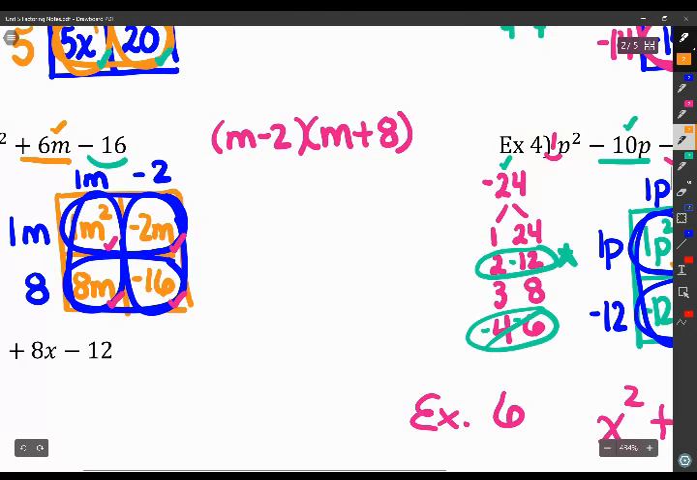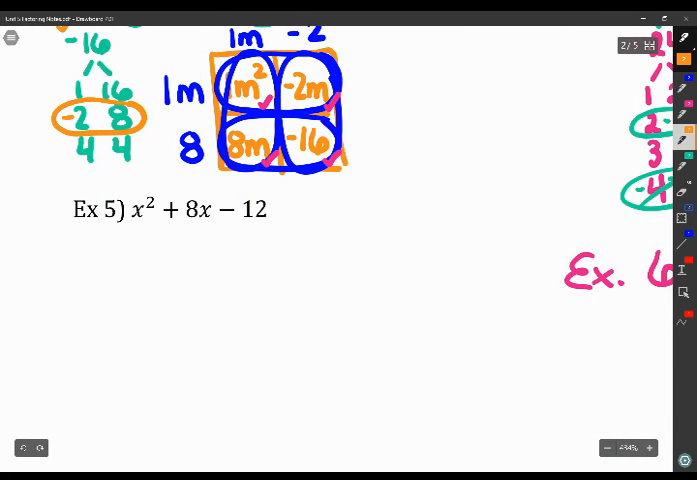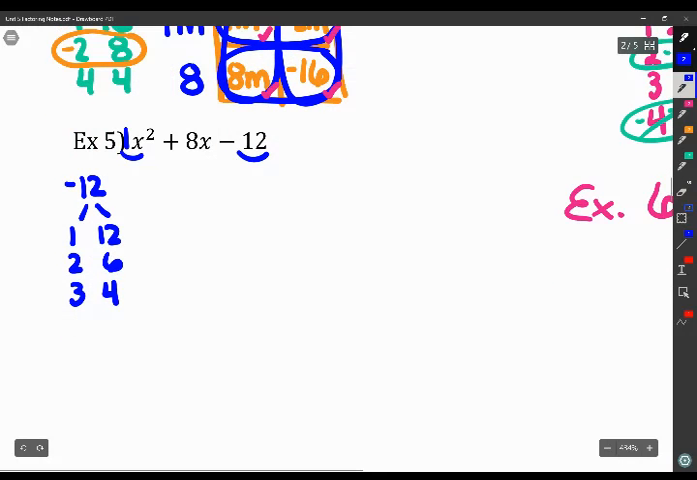When I look at example 5, same thing. First step is always to multiply. So we're going to go 1 times negative 12, which is negative 12. Factors of negative 12 are 1 and 12, 2 and 6, 3 and 4. So as you look at it, we're trying to find a pair that gives me 8 in the middle. So 1 plus 12 is 13. Or 12 minus 1 is 11. 2 plus 6 is 8. Or 6 minus 2 is 4. So 2 plus 6 works because we're trying to get 8 in the middle.